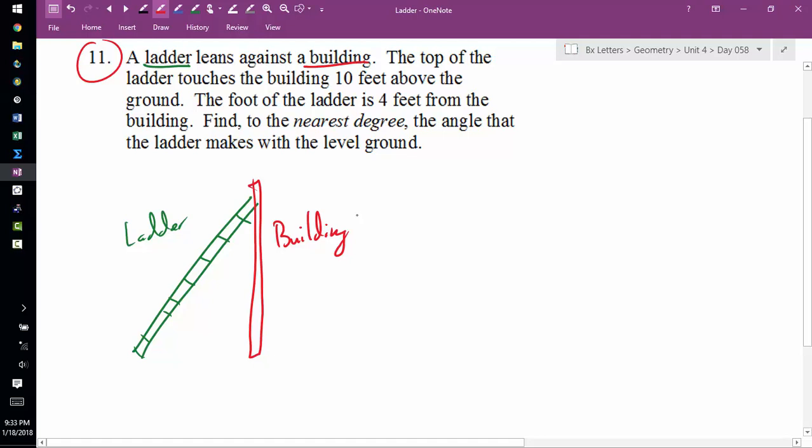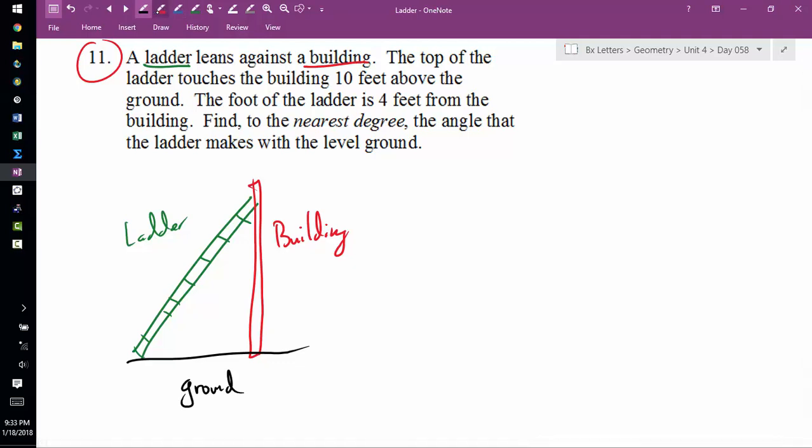They're either going to want me to find how long the ladder is or how tall the building is, or maybe they tell me both how tall the ladder is and how tall the building is, and they want me to find the angle. I don't know. Let's just keep on reading. All I know is the ground is here.